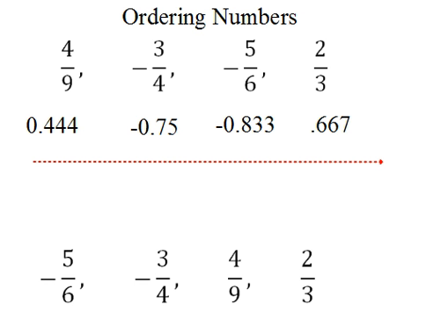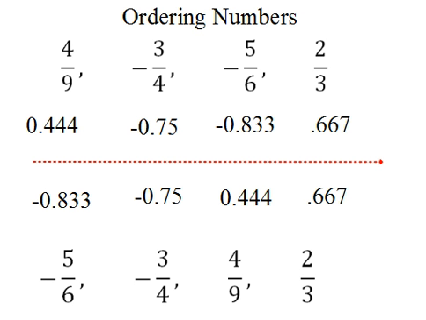Now all I need to do is take those numbers, again thinking of a number line, and put them in order. And we see that negative 0.833 comes first, and negative 0.75, so on and so forth. Again, we go back and we match those up with the original fractions, and we get to the same answer that we did before.